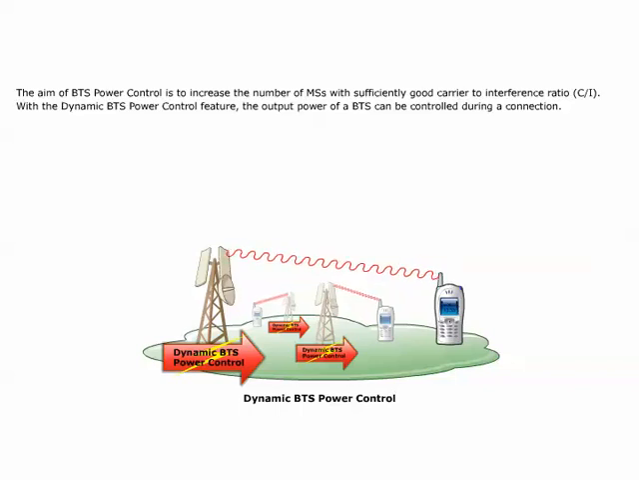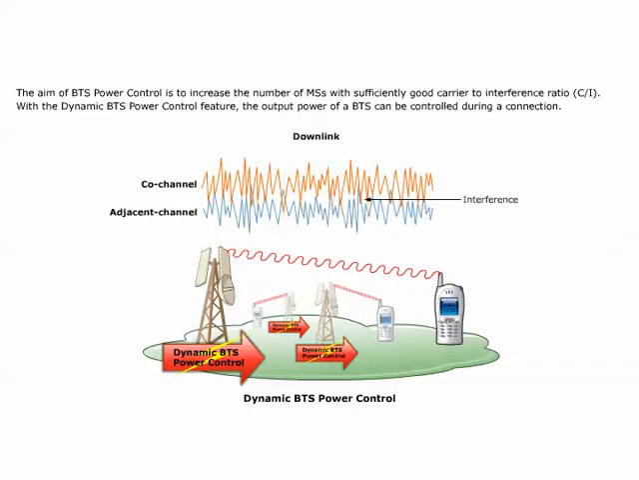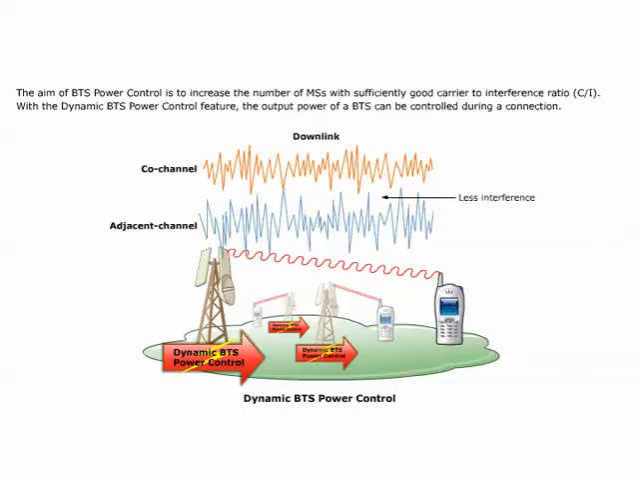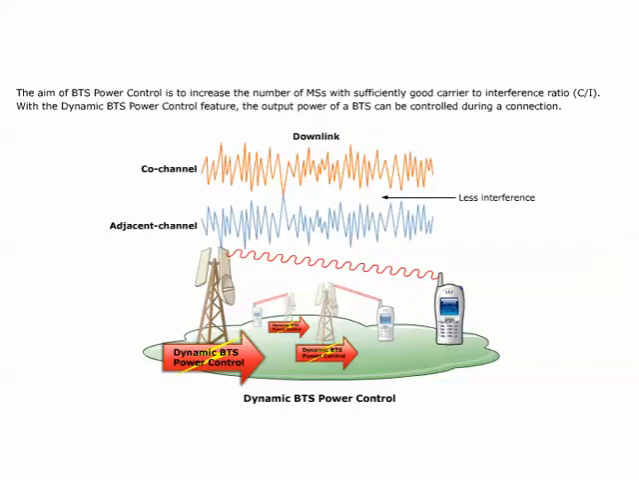When BTS power control is used in all BTSs in the network, the total amount of radiated power is reduced compared to when it is not used. This implies that the downlink and adjacent channel interference in the network is reduced. Frequency hopping, together with BTS power control and DTX, improve the possibilities to achieve very tight frequency reuse.